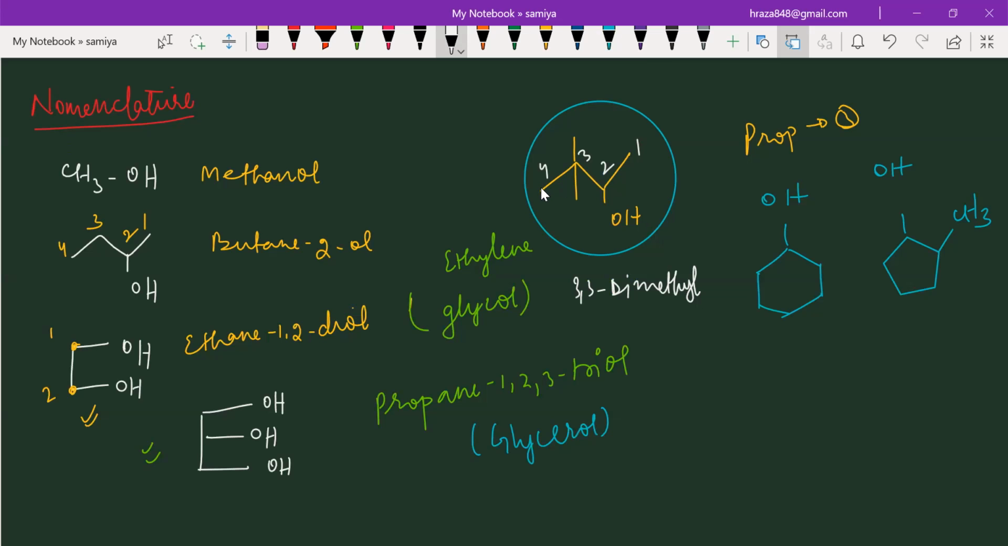And how many carbons in the parent chain? 4, but all are singly bonded, so butane, 2-ol. Please do the name of this and this.